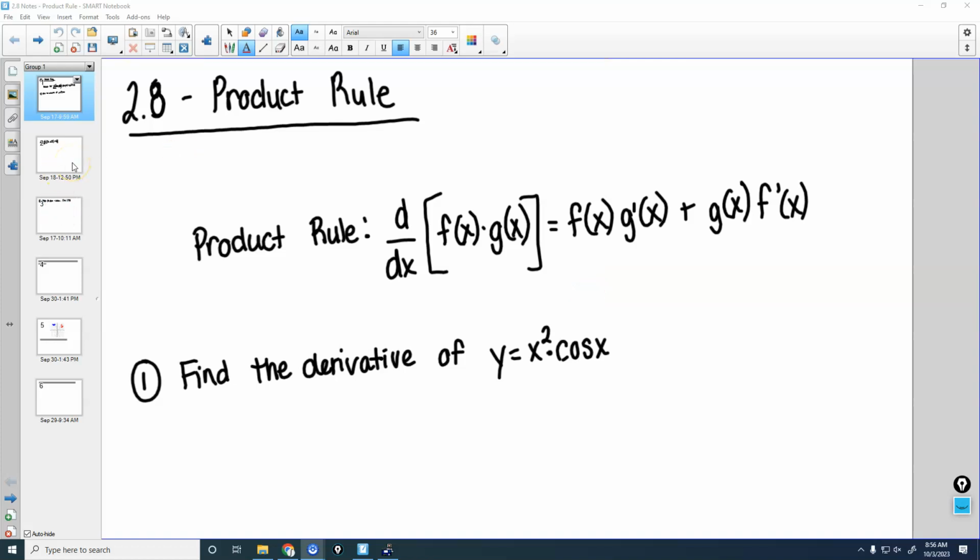Product rule is a rule that we can use to find the derivative of two things that are multiplied together. So, if you're finding the derivative of f of x times g of x, what you cannot do is just find the derivative of f and the derivative of g.